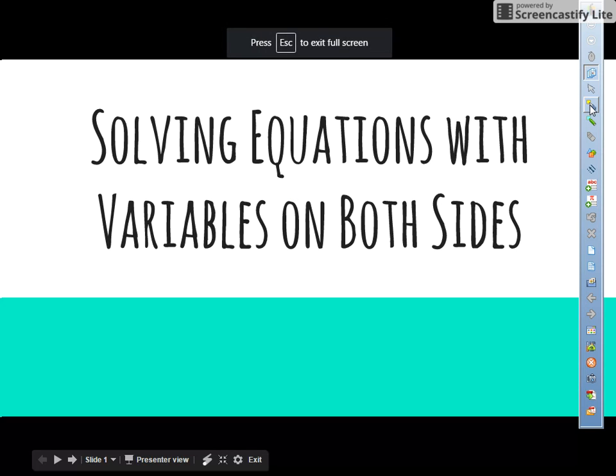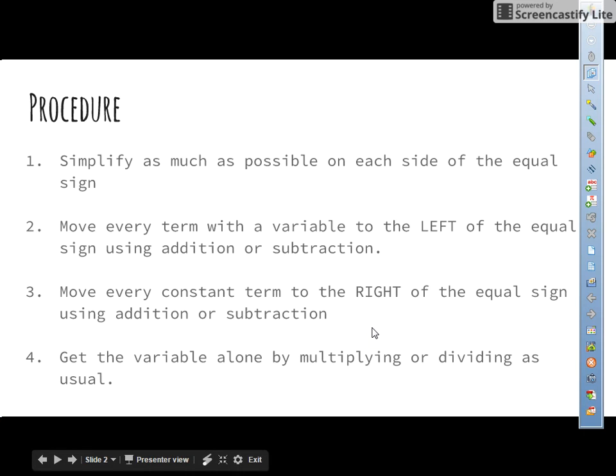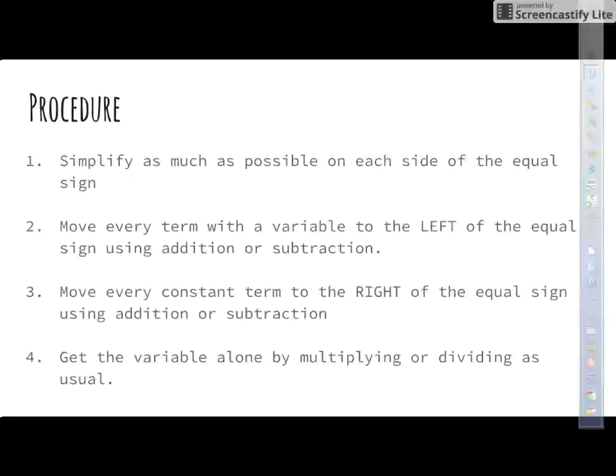Today we're going to talk about solving equations with variables on both sides. So our procedure is going to be a little bit different than it has been in the past. Our first step is to simplify as much as possible on each side of the equal sign. So if we can distribute, we need to distribute. If we can combine like terms, we need to combine like terms.